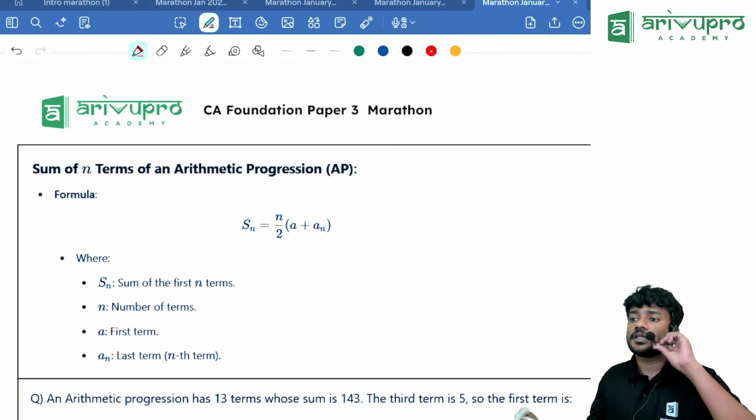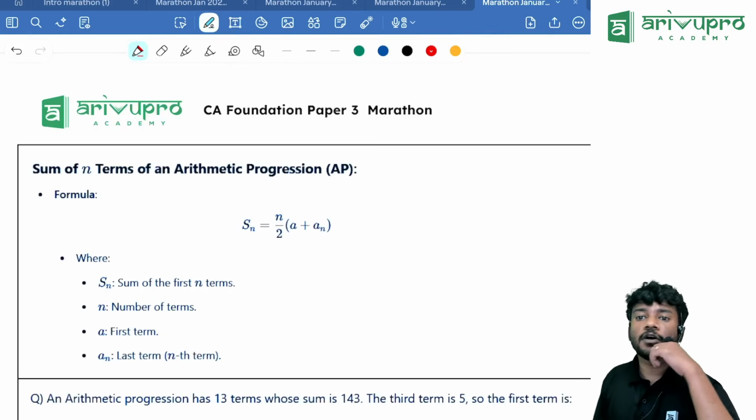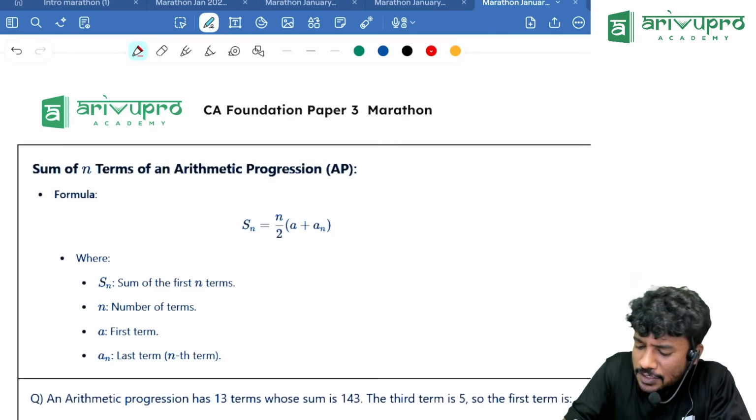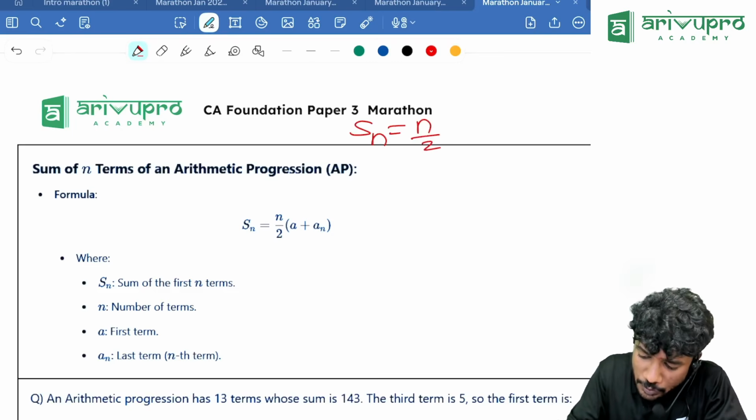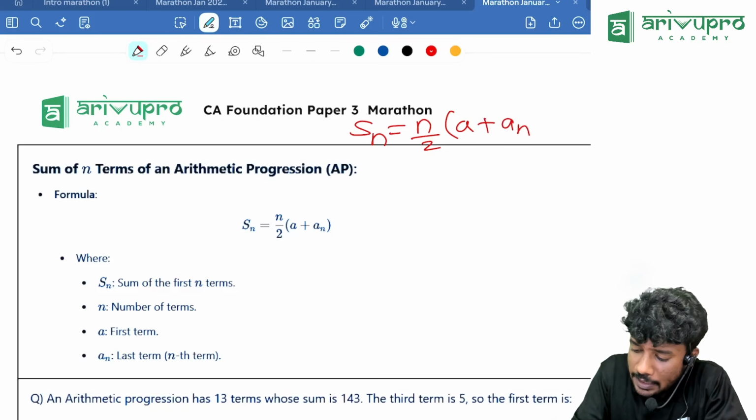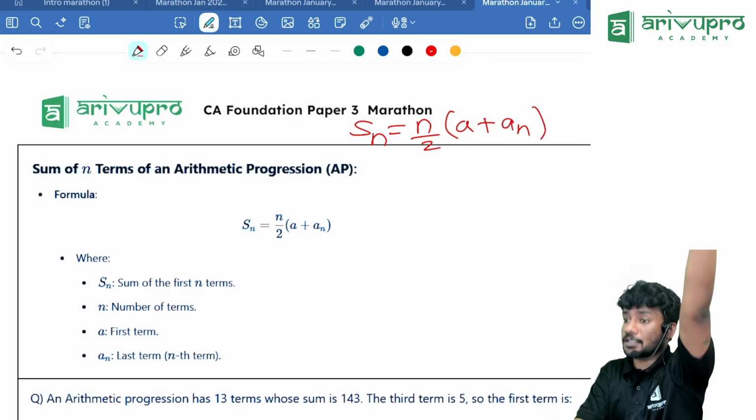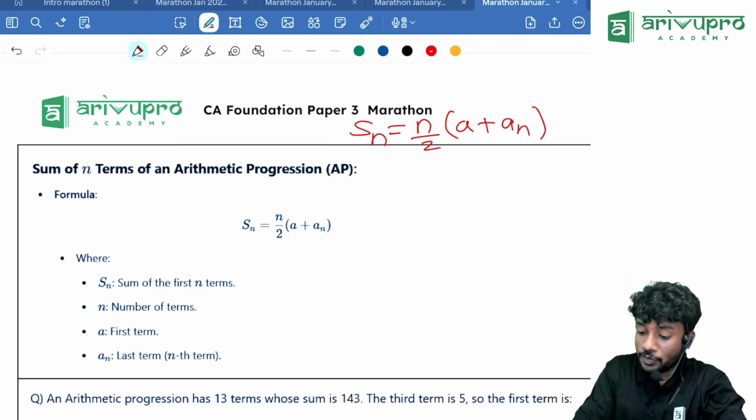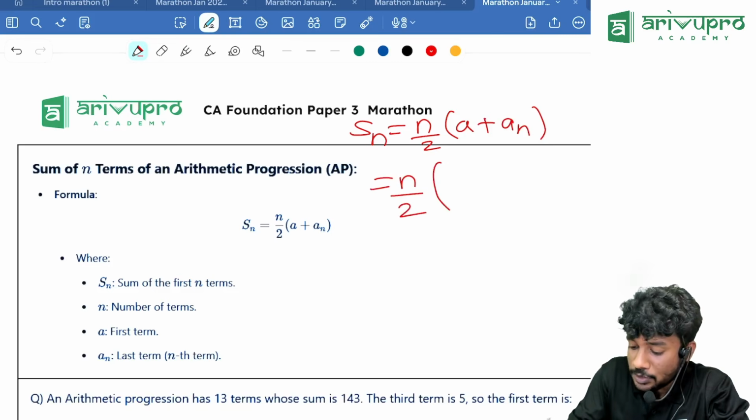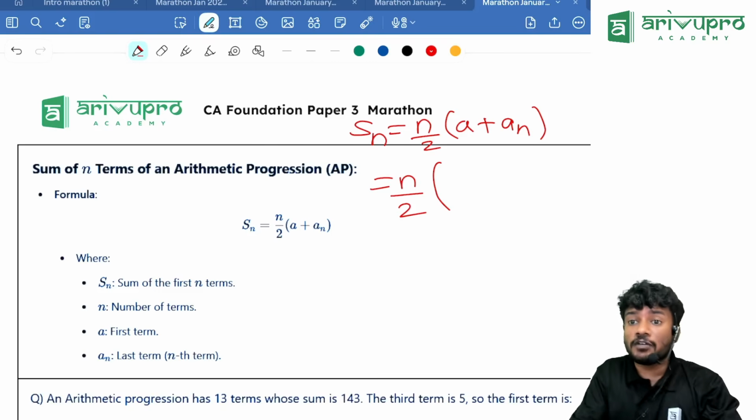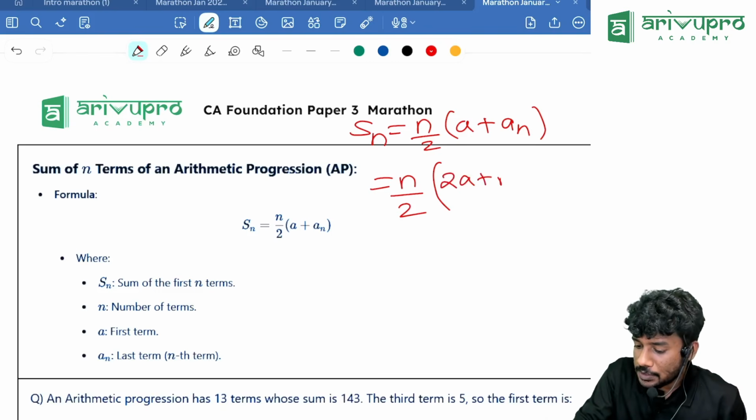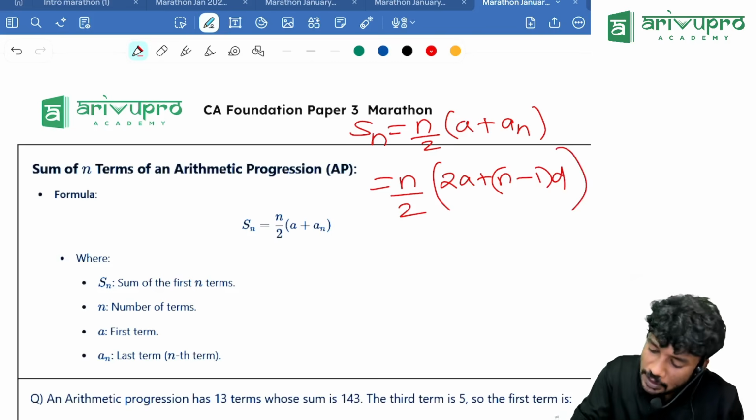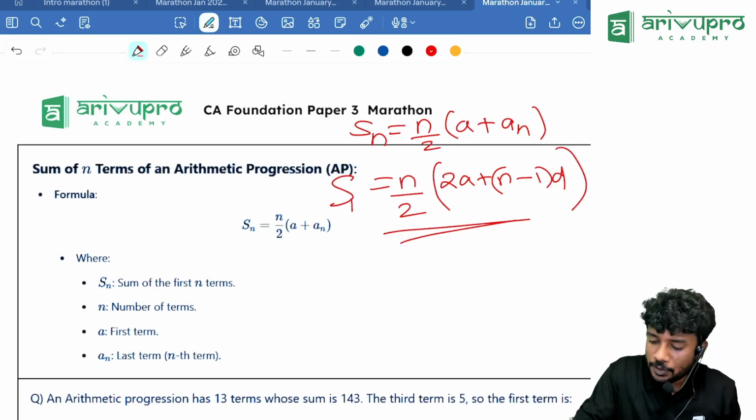Now we are going to the next formula, sum of n terms of an AP. We have a simple formula for sum of n terms, that is n by 2 into a plus an. Sometimes we will not know the last term. In such cases, what will you do? We will change the formula into n by 2 into, instead of an, we will put a plus n minus 1 into d. That will become 2a plus n minus 1 into d. So these formulas are important for you.